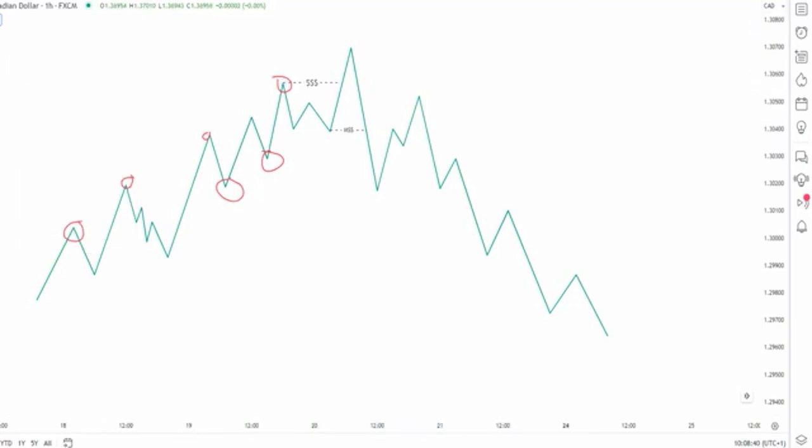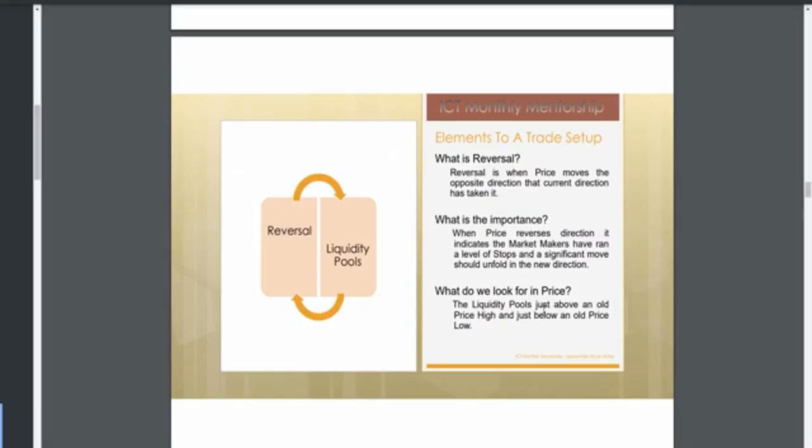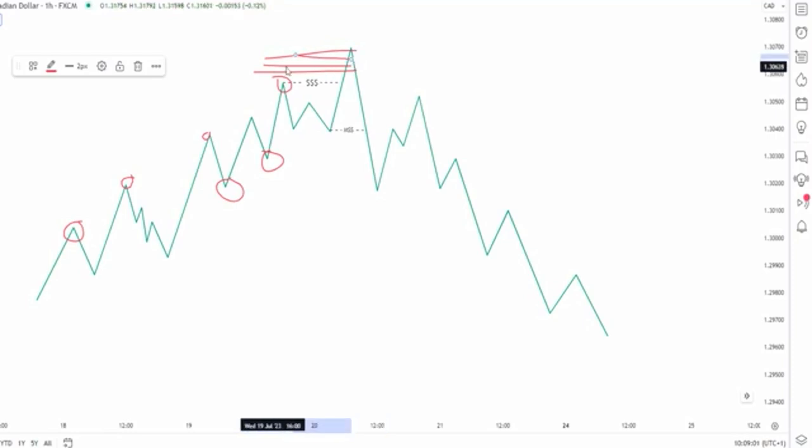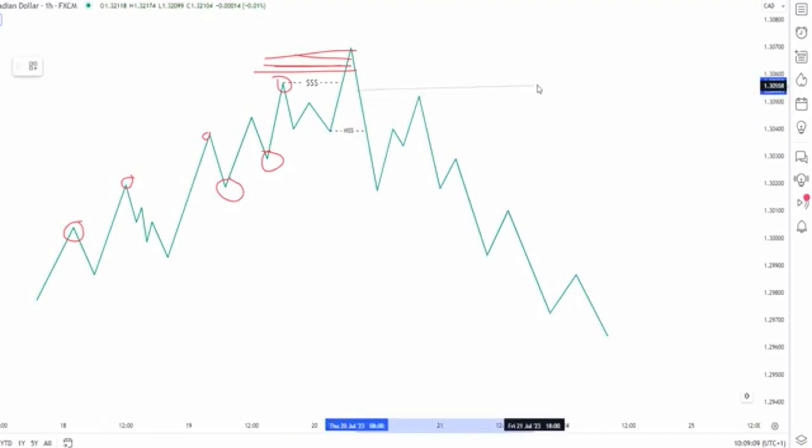And that's exactly what ICT is saying. Looking at the definition, it says the liquidity pools are just above an old price high and just below an old price low. Pretty easy and straightforward. So look at this. We have this liquidity sweep above this high. All this place is filled up with liquidity in the form of buy stops, and we raided this liquidity and we are crashing down to shift structure because there is no more liquidity for us to grab. This is the kind of movement we want to take.